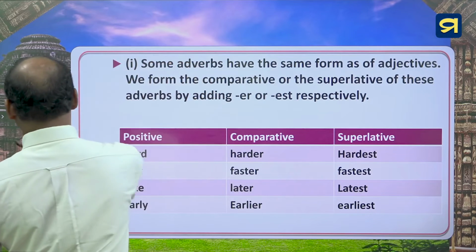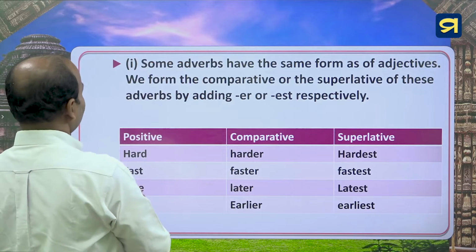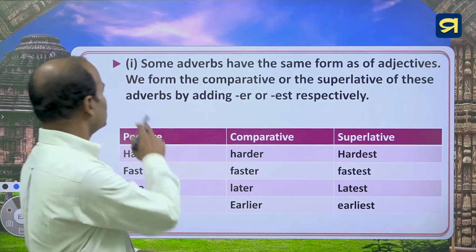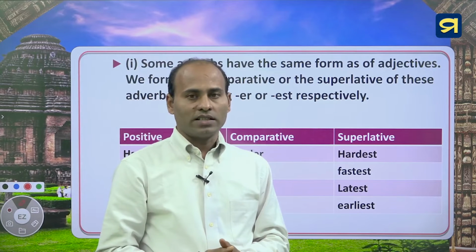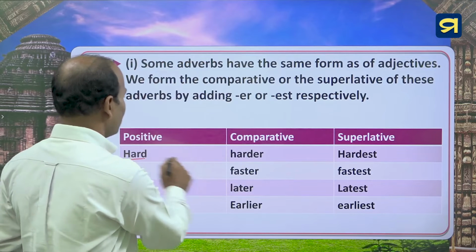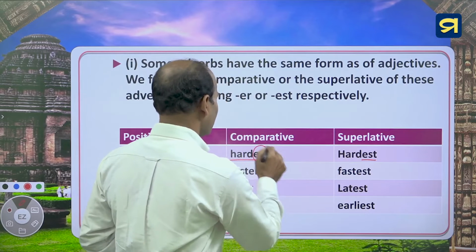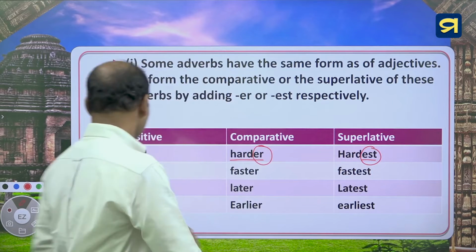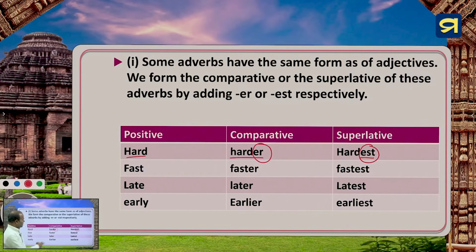Some adverbs have the same form as adjectives. We form the comparative or the superlative of these adverbs by adding er or est, as we made it in adjectives. You can see hard, harder, hardest. So you will see here er and est. Fast, faster, fastest. Late, later, latest. So by adding er and est, we can make the comparative and superlative degrees. You can again see here early, earlier, and earliest. But you will see that the y is changed into i here. Do you see it? Very good.